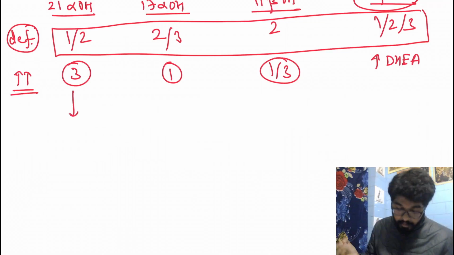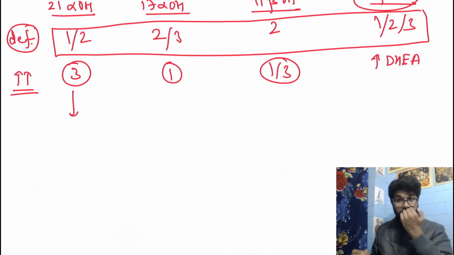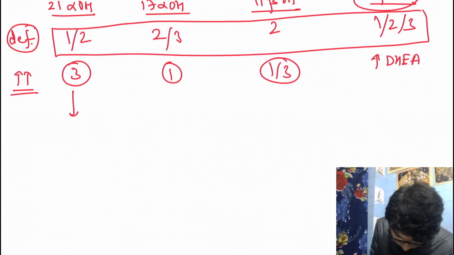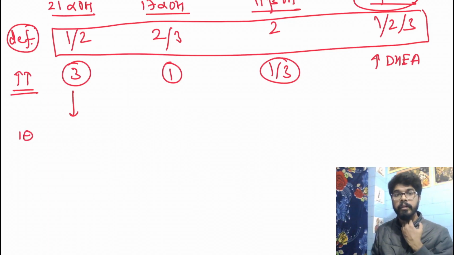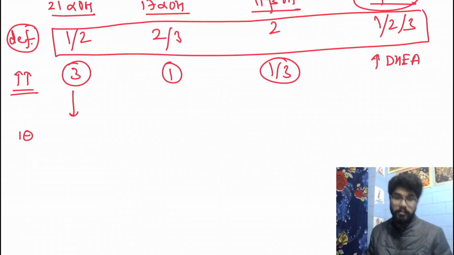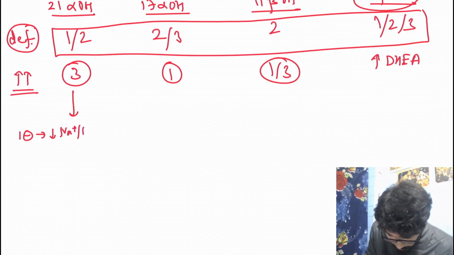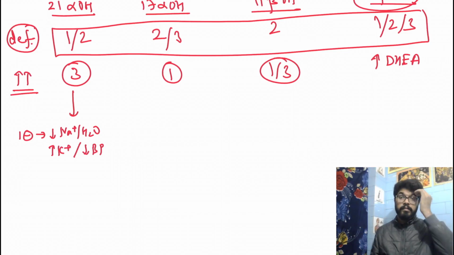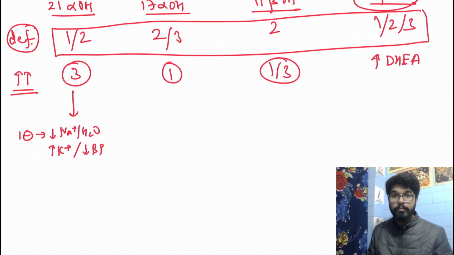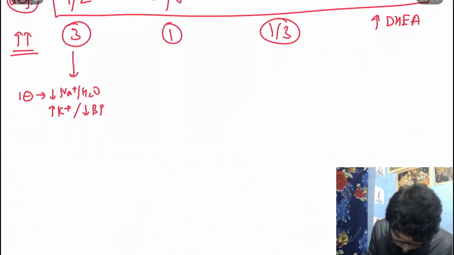Right. Now we will try to decipher the clinical features. So over here 1 is absent. Over here in 21 alpha hydroxylase 1 is absent. So aldosterone deficient. So there would be low sodium and water, and there would be high potassium and decrease in BP, right? Because there is aldosterone deficiency. So we would get hyponatremia, we would get low volume status, that is dehydrated status, we would get hyperkalemia and hypotension.